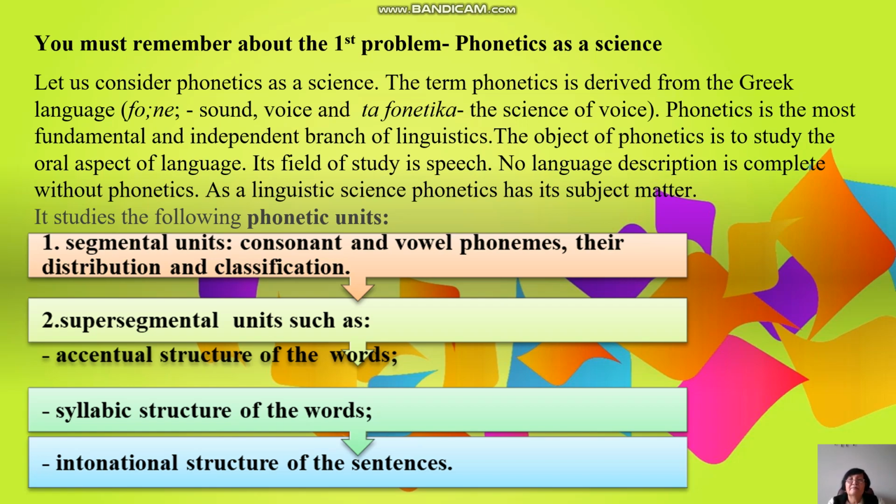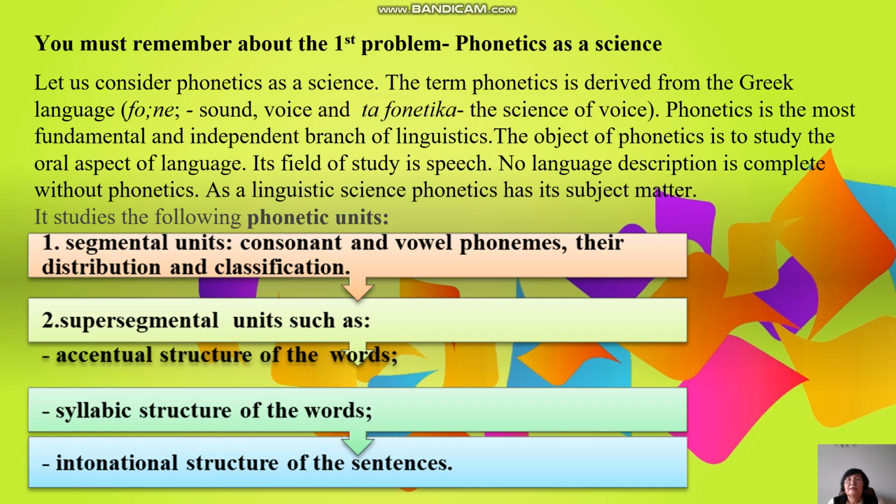Phonetics is the most fundamental and independent branch of linguistics. The object of phonetics is to study the oral aspect of language. Its field of study is speech, of course. No language description is complete without phonetics. As a linguistic science, phonetics has its subject matter.